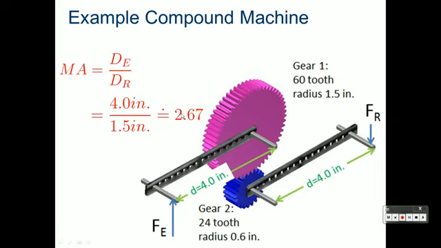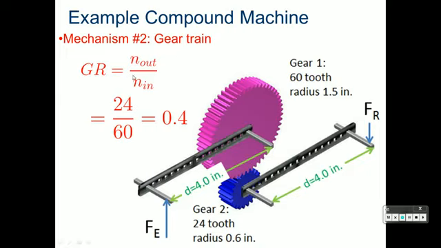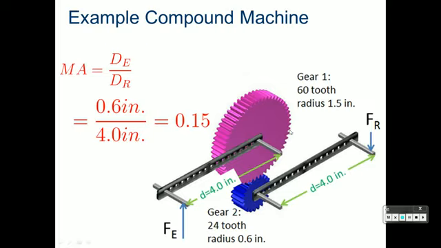To find out my mechanical advantage and the gear ratio of each individual piece, I do it the way we did before. I know my distances, so I have my distance of effort over my distance of resistance. My distance of effort is my 4 inches. The distance of resistance in this case is my 1.5 inch diameter of the gear. So when I look at my gear train, I have my total of teeth out over my total of teeth in. My out would be 24 teeth and my in would be 60 teeth, so I get a gear ratio of 0.4 over 1.